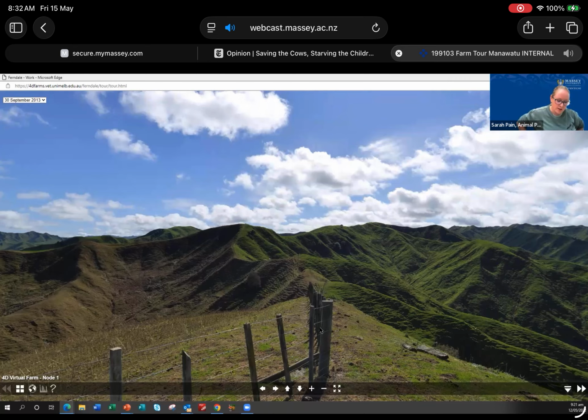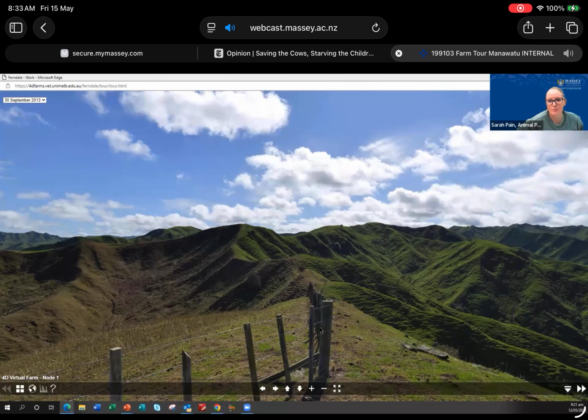So it's got a 1,700 hectare effective area. It runs both sheep and cattle at an 80-20 ratio. Okay, so 80% of its stock units would be sheep, 20% would be cattle. It's got about 15,000 stock units. Okay, so there's a lot of sheep.